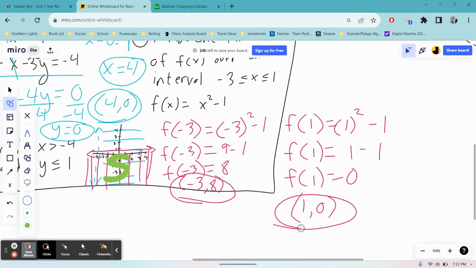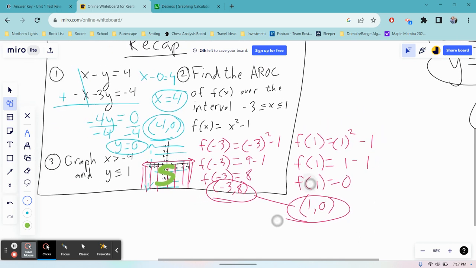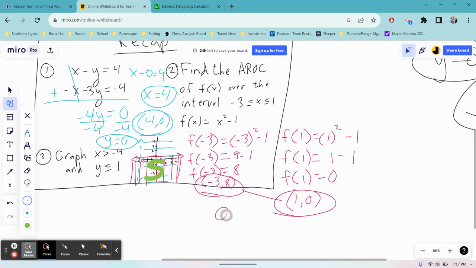So now we need the average rate of change between the only 2 points we care about. So we got y2 minus y1 over x2 minus x1. Notice I left the negative there. That is negative 8 over 1 plus 3, aka 4. And your answer would be negative 2.